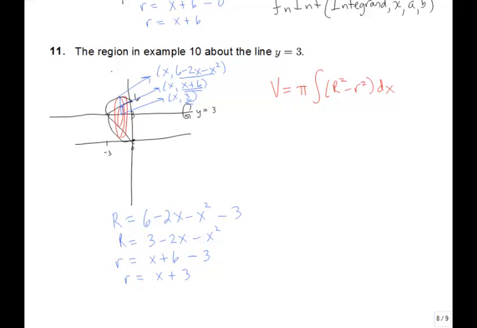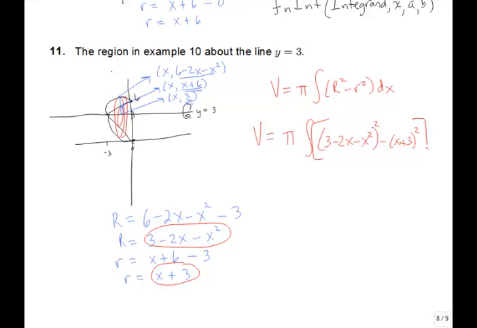So now we're ready to plug those into my volume equation. My volume integral will be pi times the integral of my big R, which was right here, 3 minus 2x minus x squared, and I want all of that squared. There's my R squared, and then I'm going to subtract my little radius squared, so x plus 3 quantity squared. All of that is my integrand, and I'm integrating with respect to x, and my x values again ranged from -3 up to 0. So my lower bound is -3, my upper bound is 0.